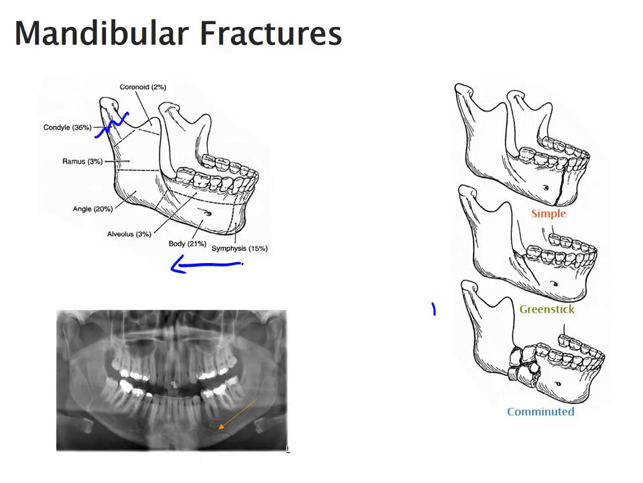Simple fractures are often vertically oriented fractures involving the body of the mandible. Green stick fractures, which are more common in children, are partial fractures of the mandible, as shown here. And here is an example of a comminuted fracture of the mandibular body. So how would you classify this fracture in the lower left of the screen, shown here? This looks to be a simple fracture of the mandibular body.